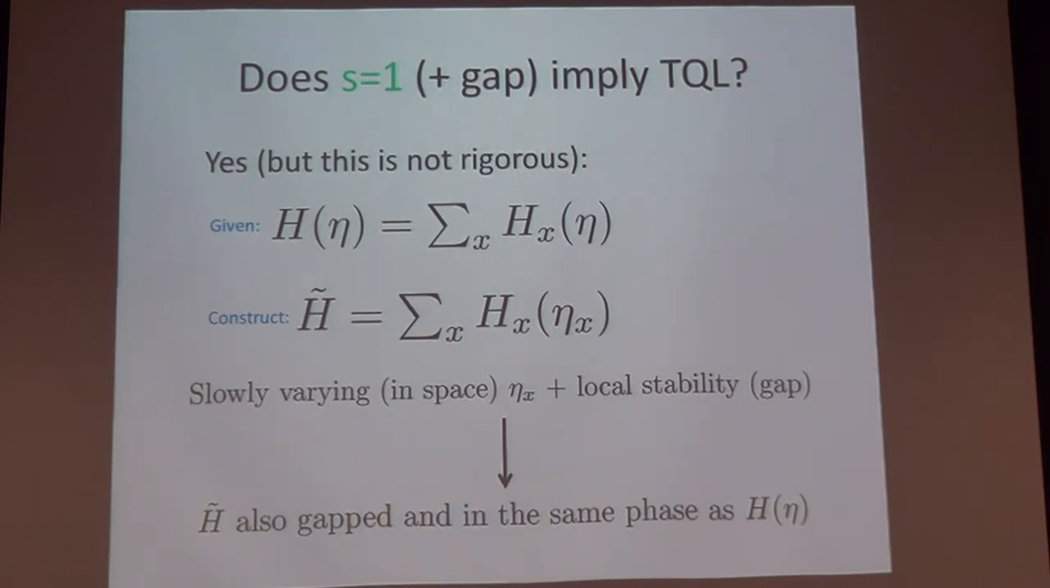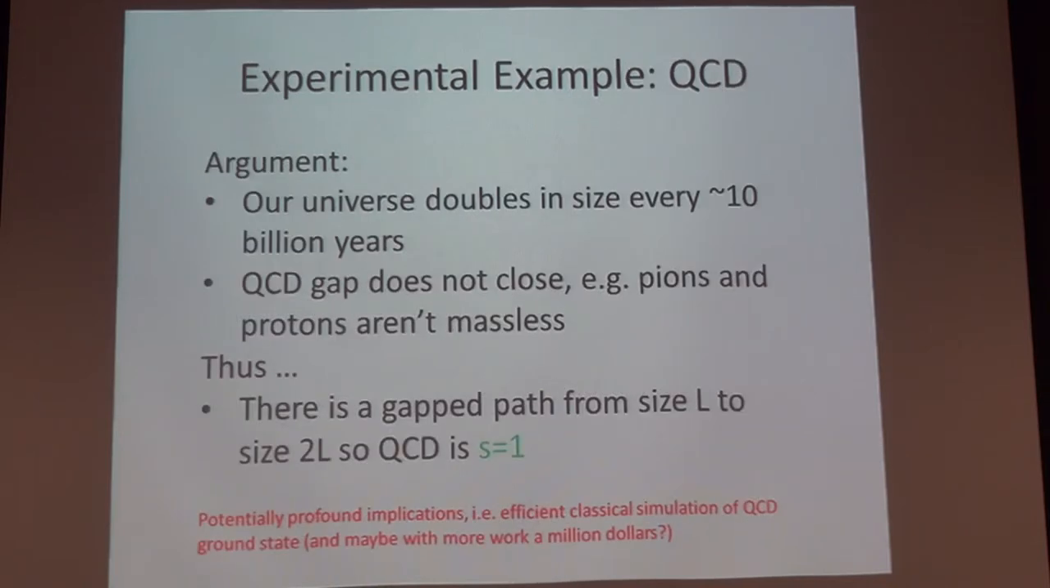And so we believe, although it's not rigorously shown, that s equals to 1 implies topological quantum liquid, and vice versa, topological quantum liquid implies s equal to 1. So these are essentially equivalent concepts for this gapped case. And so the claim that I want to make then is that indeed, let's say in 2 + 1 dimensions, all topological quantum field theories are s equal to 1.